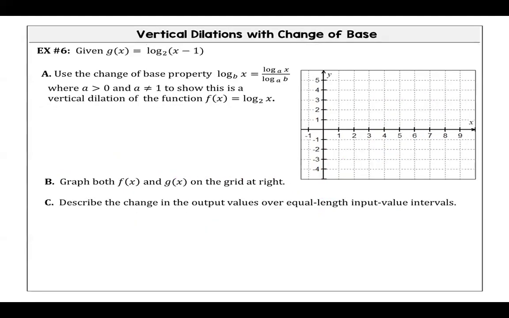All right. Up next is our change of base and how change of base helps us see that what we have listed is also a vertical dilation or a horizontal dilation in chant. So we have currently log base 2 of x minus 1. Well, log base 2 of x minus 1, we know that this is currently a what kind of transformation? Horizontal. It is a horizontal translation.